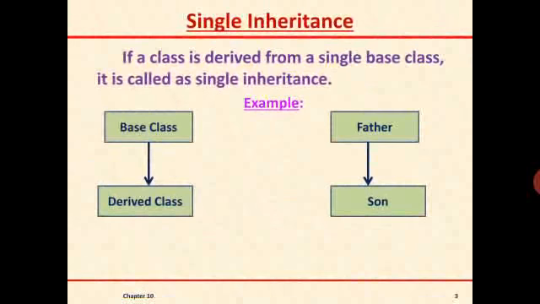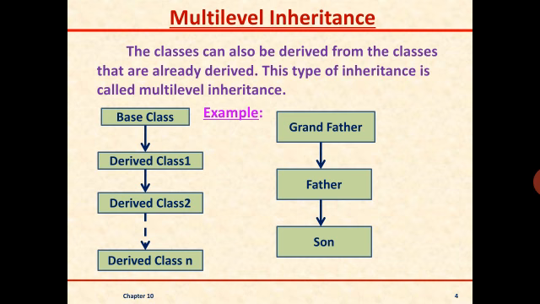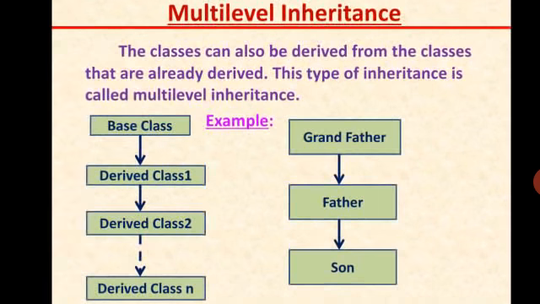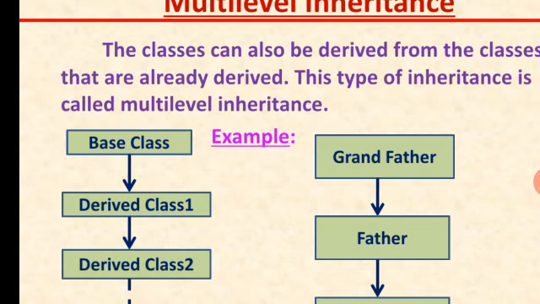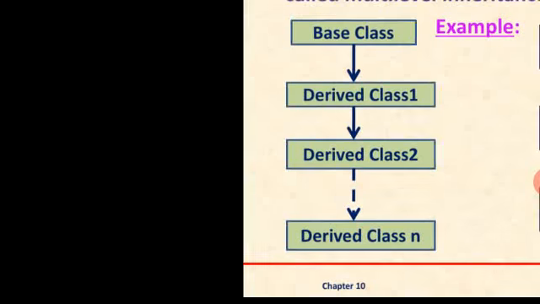Now let me give you the second level of inheritance, that is multi-level inheritance. What is multi-level inheritance? You can see, classes can also be derived from a class that is already derived. This type of inheritance we call multi-level inheritance. Students, please understand it carefully.